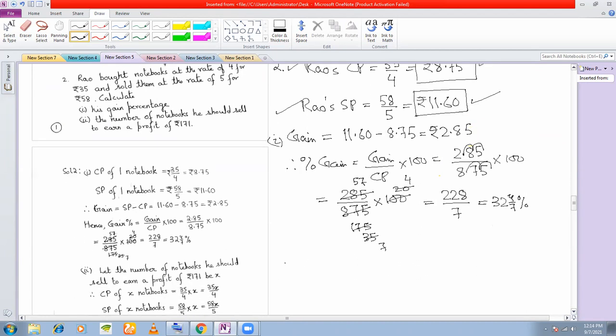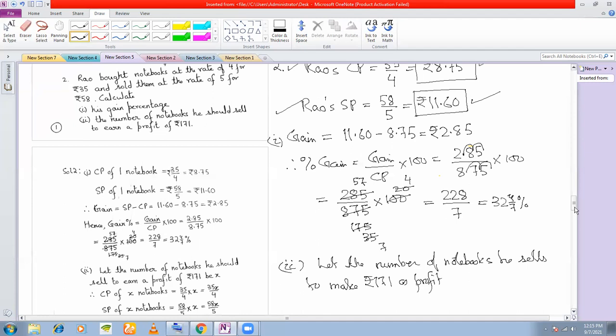Now look at the second question. The second question is the number of notebooks he should sell to earn a profit of 171. So I say let the number of notebooks he sells to make 171 as profit be X. How many notebooks should he sell to make a total profit of 171?